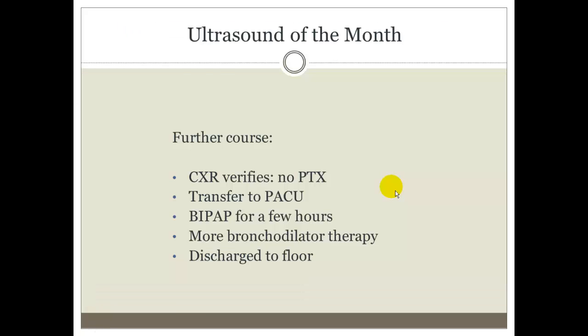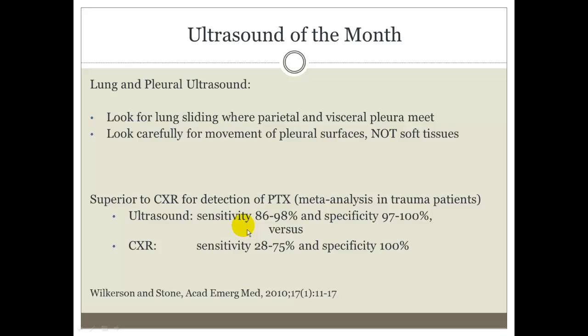So in the further course, the chest x-ray arrived and verified that there was no pneumothorax. We transferred to the PACU, and ultimately after a few hours of BiPAP and more bronchodilator therapy and perhaps the effect of the steroids, the patient improved and was discharged to the floor.